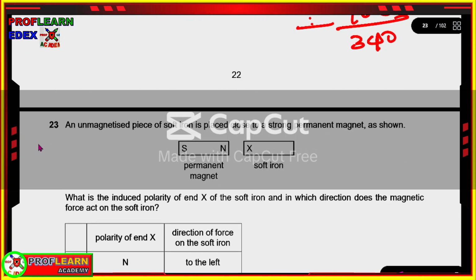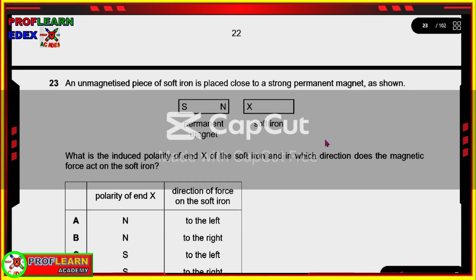An unmagnetized piece of iron is placed close to a strong permanent magnet as shown there. What is the induced polarity of X? Because this is going to be attracted, this is going to be a south pole and this other side is going to be a north pole. So we're going to say the polarity at the end of X is going to be a south pole. So this is out.